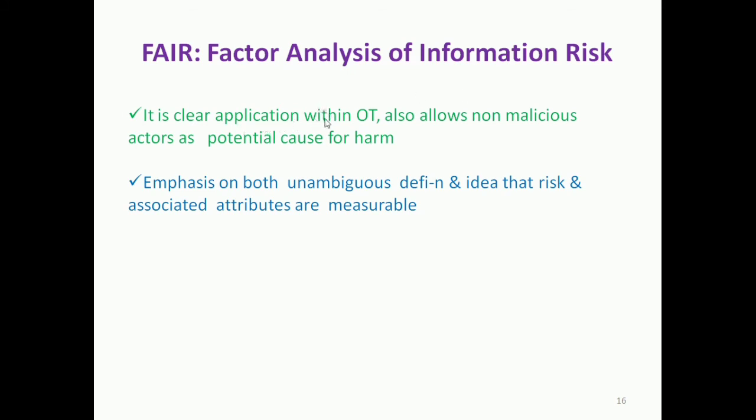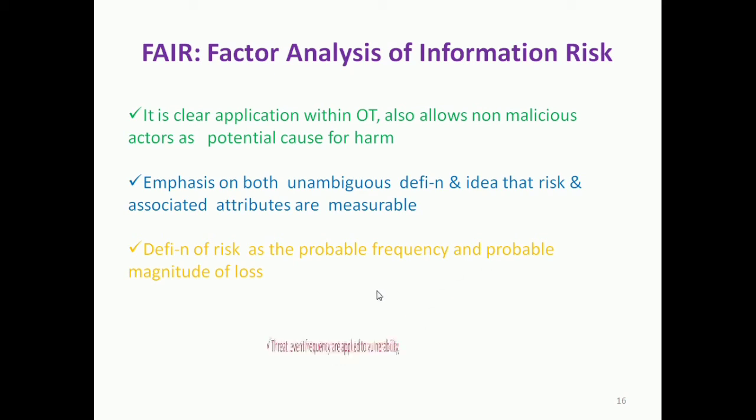It has clear application within operation technology. It also allows non-malicious actors as a potential cause for harm, right? So the emphasis is on both the unambiguous definition and the idea that risk and associated attributes are measurable. So the definition of risk is the probable frequency and probable magnitude of loss. These two, frequency and loss, will be taken care of.